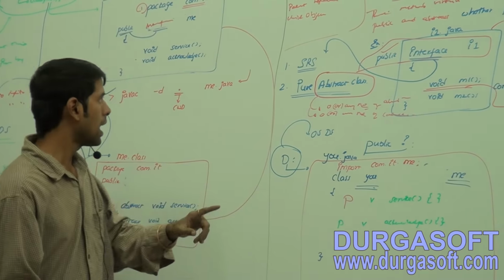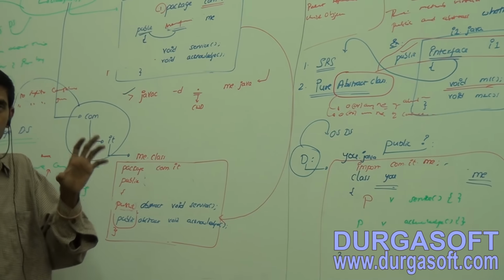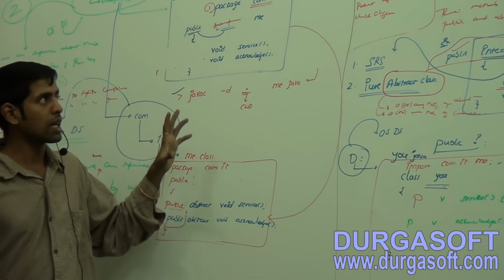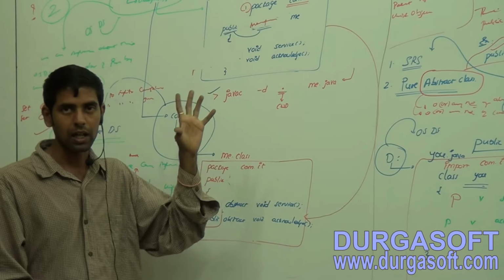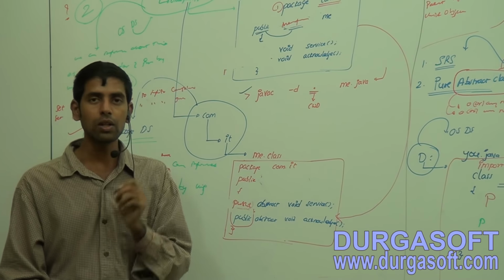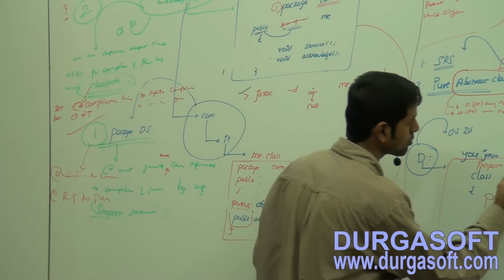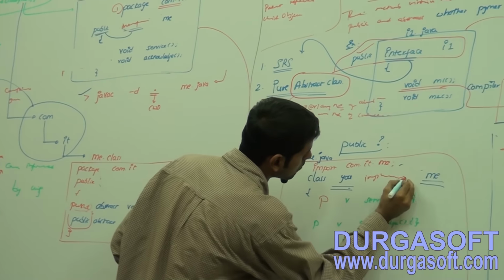If it is an abstract class, but it is an interface, that is the intention. Observe, it has a number of advantages. Based on your requirement, you have to use that. Now observe. What is this? Implement.